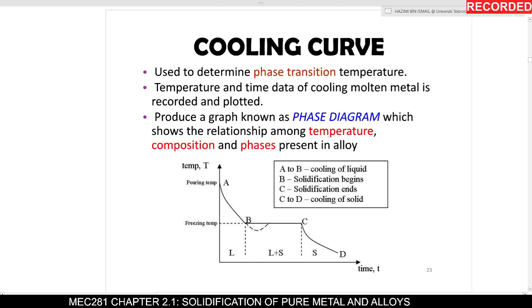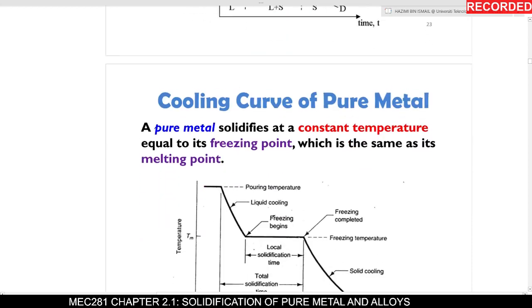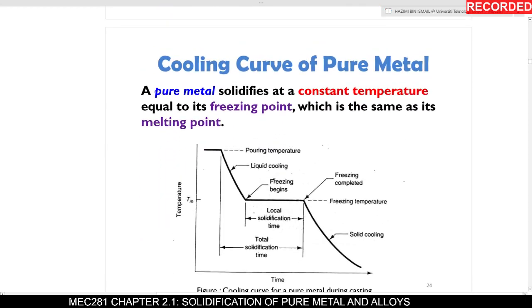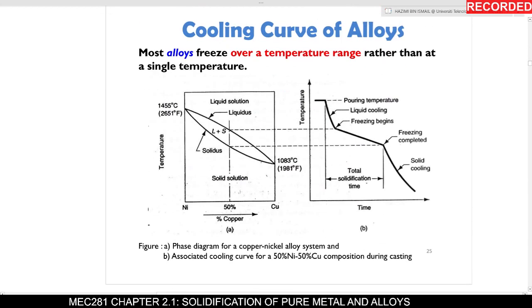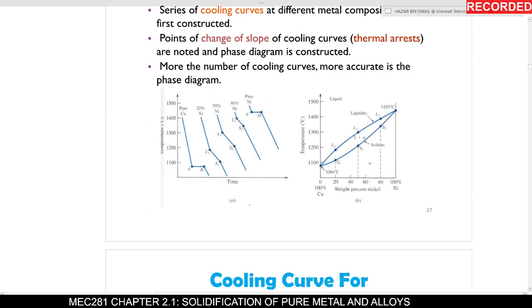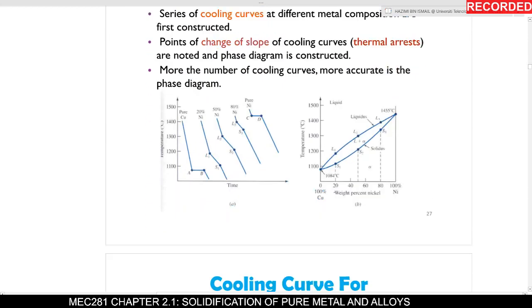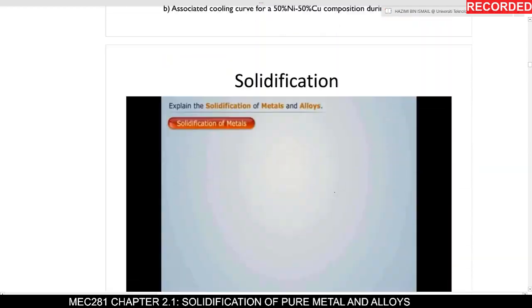Produce a graph known as phase diagram, which shows the relationship among temperature, composition and phase present in alloy. Okay, from the cooling curve here you have to produce a graph known as phase diagram. What does a phase diagram look like? Like this, this is a phase diagram. Okay, never mind, we look at it one by one.